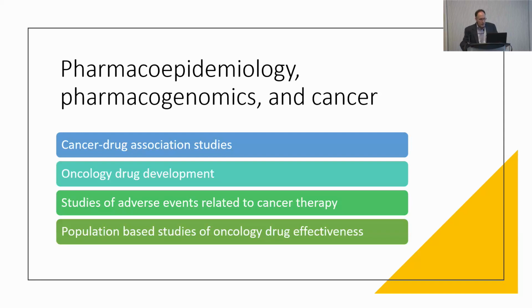These are the talks that you'll hear today. As we all know, pharmacoepi and pharmacogenomics can play important roles in a variety of cancer-focused studies. And so this afternoon, we'll be discussing pharmacoepi in the context of cancer drug association studies. That's the talk I'll be giving. And Donna Rivera will be talking about real-world evidence and data sources. And Wei Zhou will be talking about oncology drug development. And Bruce Carlton will be talking about studies of adverse events related to cancer therapies. And then Jeff Liu will talk about population-based studies of oncology drug effectiveness.